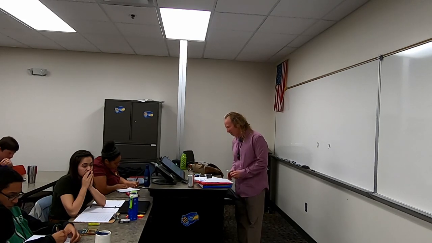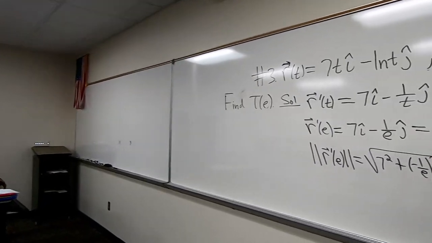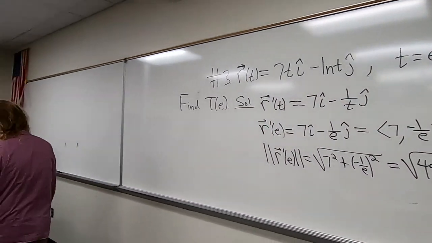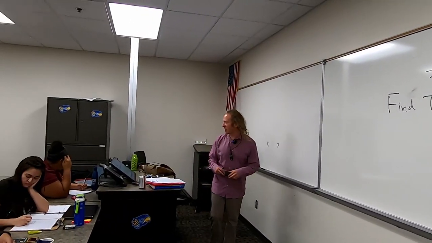So, whoo, it's getting harder now. Number 4. What is going on here? Oh, we should probably do number 4. So any questions on 3? Any questions on 3? So 4, we have to find the equation of a tangent line. Find a set of parametric equations for the tangent line. Let's do that. Number 4.